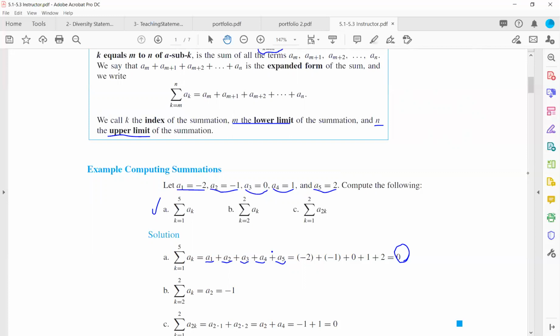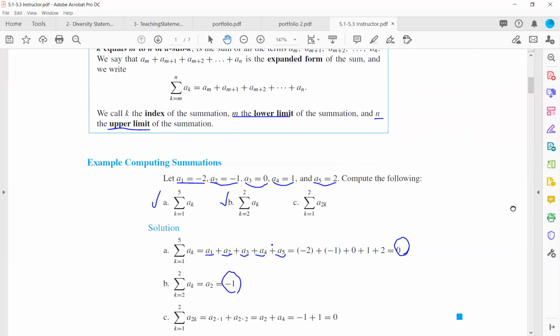The second one says the upper limit and lower limit are the same. It means that we only have one term. If you plug in 2 for k, you get a sub 2. A sub 2 is negative 1, so the outcome is negative 1.